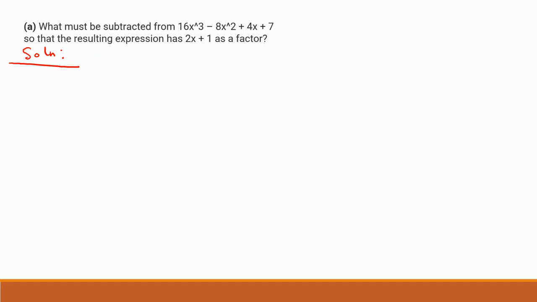So what must be subtracted from this expression, 16x cube minus 8x square plus 4x plus 7, so that the resulting expression has 2x plus 1 as a factor? Let us assume this expression which they gave to us is f(x). Let's declare that assumption: f(x) equals 16x cube minus 8x square plus 4x plus 7.